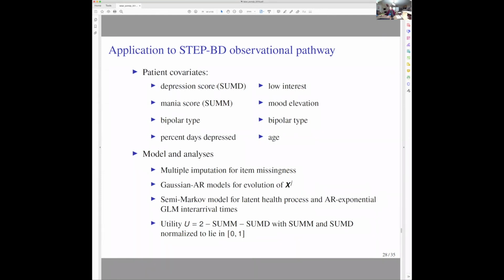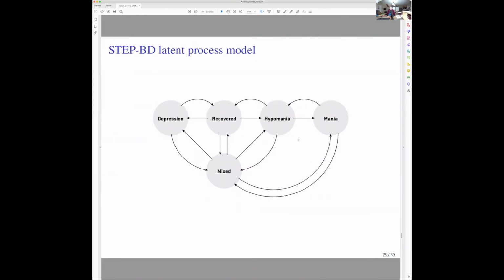Okay. So in terms of the model, there was some item missingness, and so we use multiple imputation. It was very little, but for the item missingness, we use multiple imputation. We use a Gaussian autoregressive model for the evolution of the observables, xj, a semi-Markov model for the latent health process, and an AR exponential generalized linear model for interarrival times. The utility here is 2 minus s_m, that's the mania score, minus the depression score, s_d, where the mania and depression scores have been normalized to lie in [0, 1], with the idea that a score of 0 means no symptoms and 1 means the most severe symptoms. And so again, we impose this structure on the latent model, as we saw at the beginning of the talk.